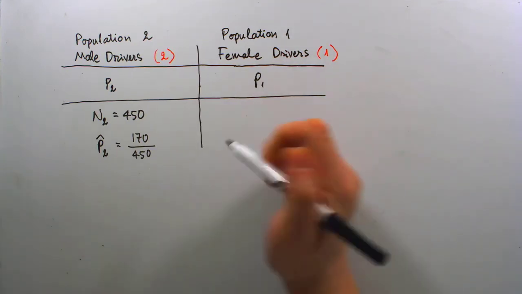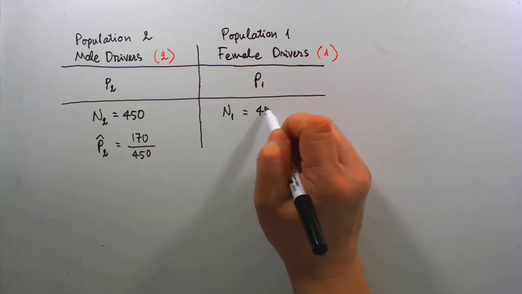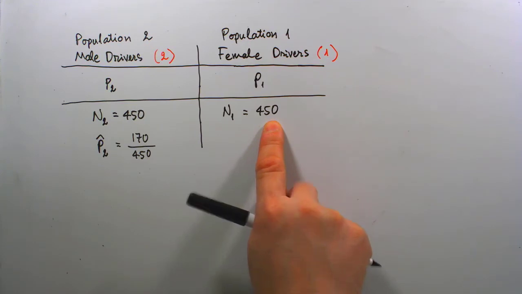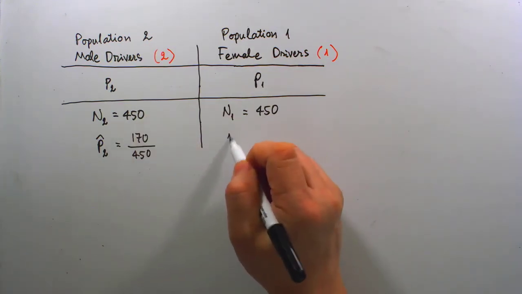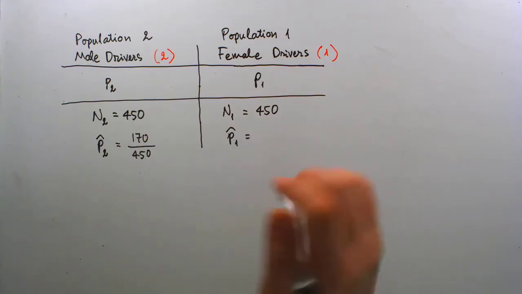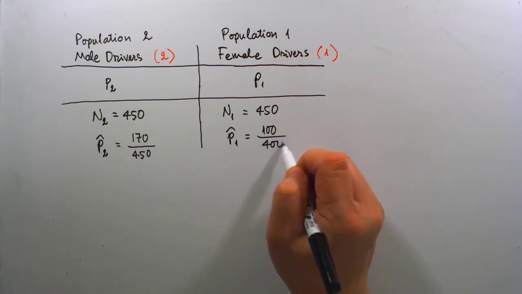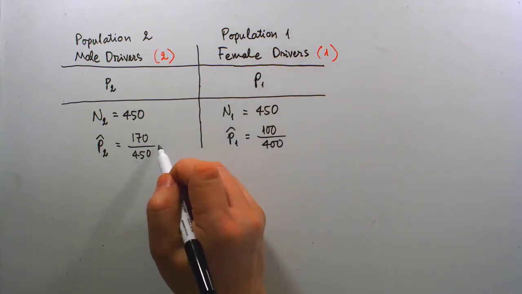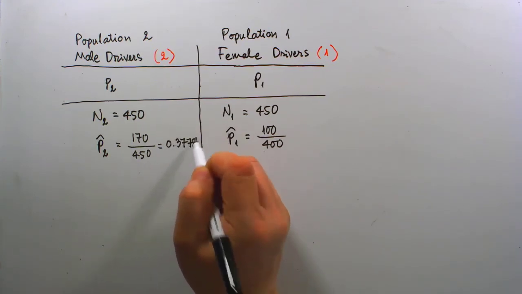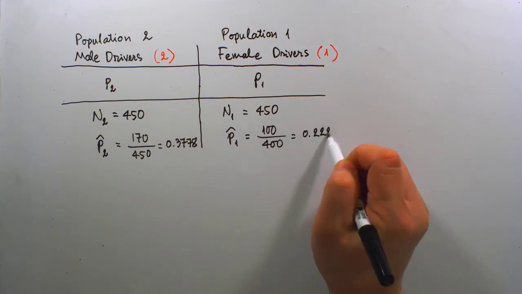And the sample size from population 1 would now be regarded as N1, which was equal to 450 as well. And the sample proportion from population 1 now would be regarded as P hat 1, being 100 out of 450. And the numerical calculation would remain the same, 0.3778 here for P hat 2, but 0.2222 for P hat 1.